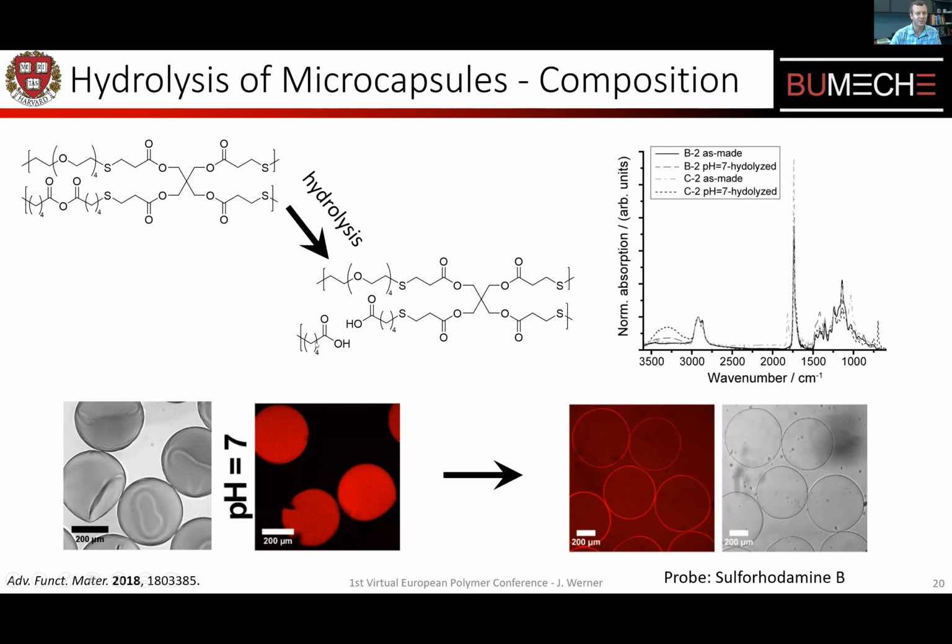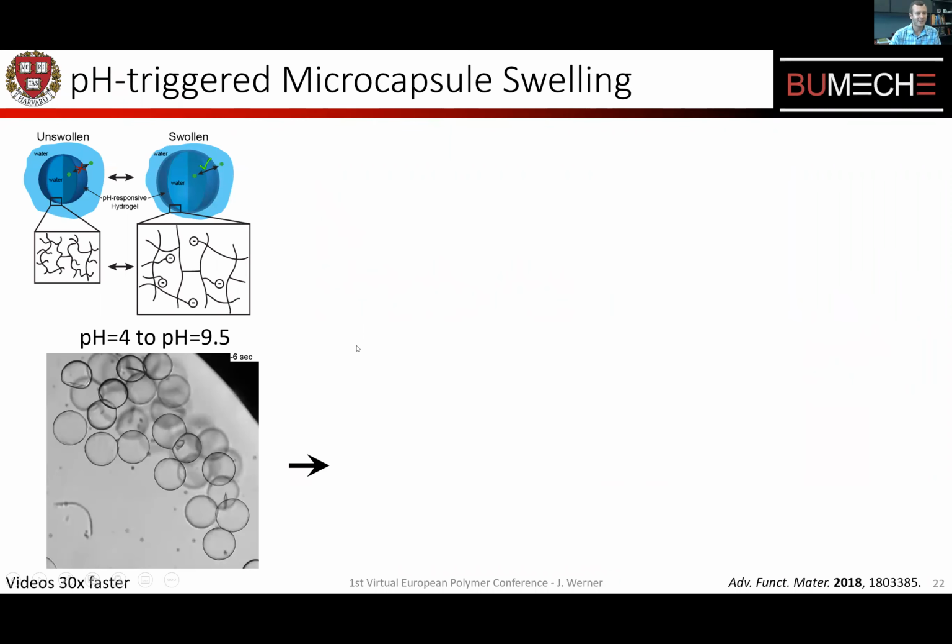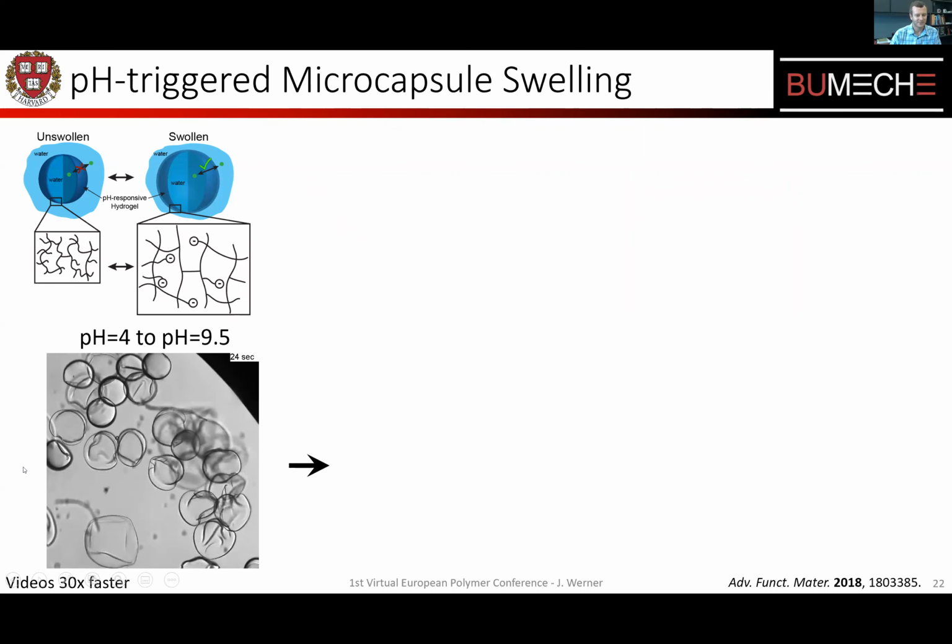Only when we charge these groups at higher pHs do we see a significant swelling. And this is what you see here. Here is going to be a video where we switch the pH from 4 to 9.5, and you can see what happens to these capsules.